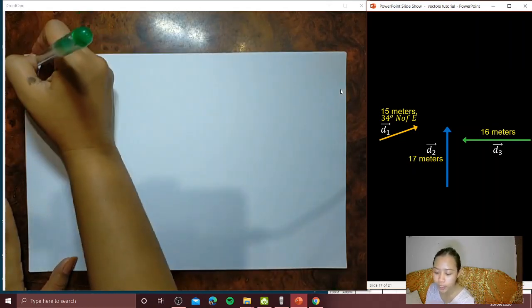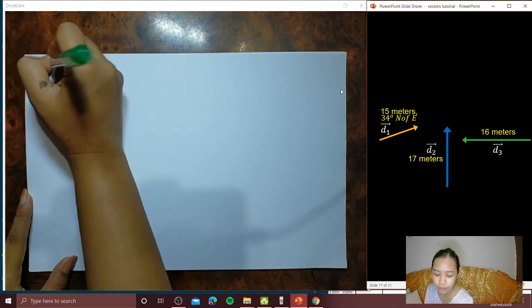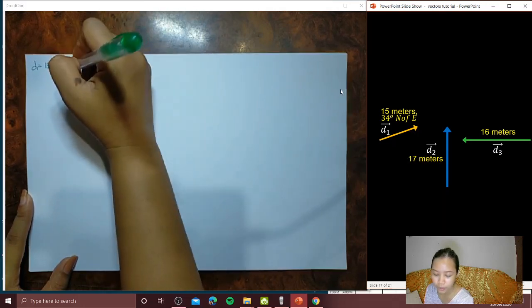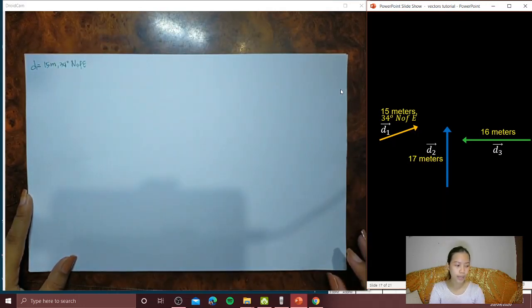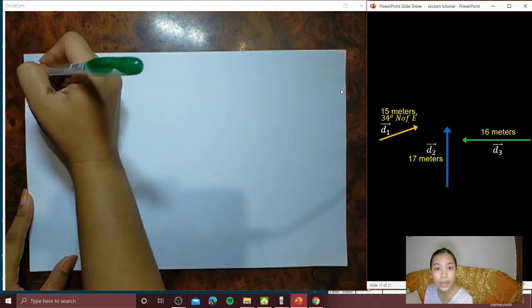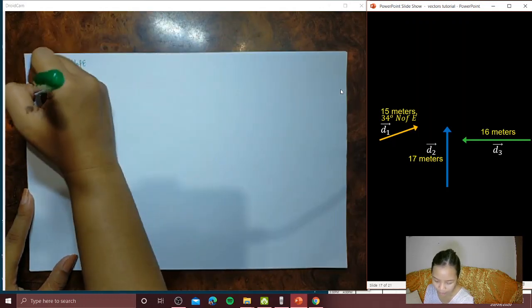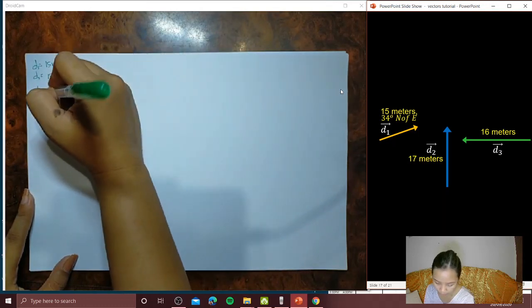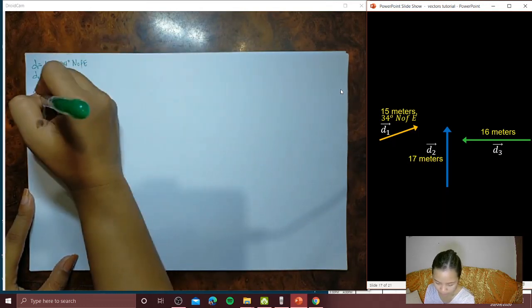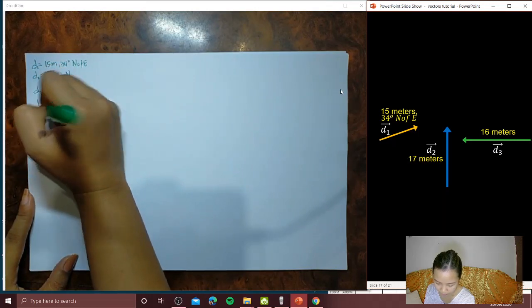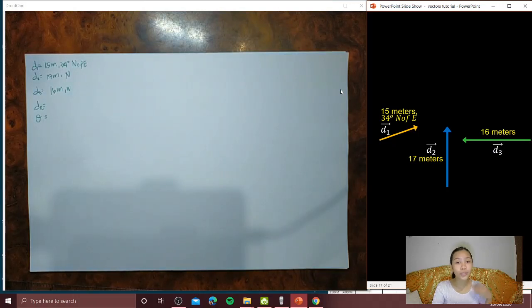We have there d sub 1, which is equal to 15 meters, 34 degrees north of east. Okay, d sub 2. Listada lang ang ato na given. So this is 17 meters directed north. And d sub 3, this is 16 meters directed west. So we are going to look for the value of our resultant vector. Pila ang iya nga resultant displacement. Also, since we're talking about vectors here, we need to know the angle or the direction of our vector.